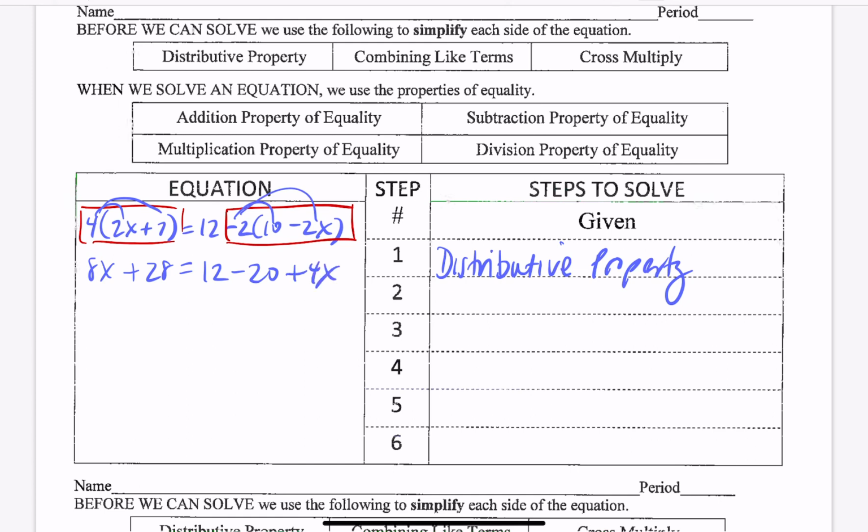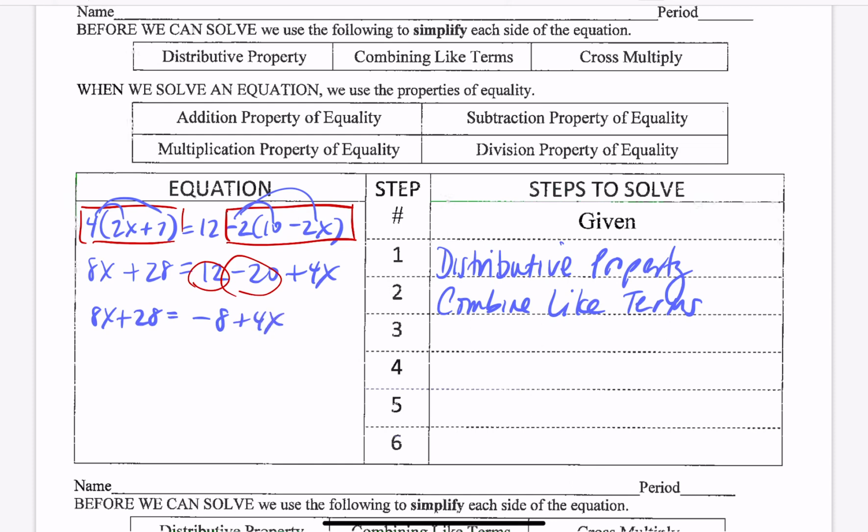So now over on the right, do I have any like terms to combine? I don't on the left. I just have 2 terms in there, not like terms. But over on the right, I have a 12 and a minus 20. So I am going to combine like terms as my next step. So 8x plus 28 comes down. 12 minus 20 is minus 8, and then plus 4x comes down.